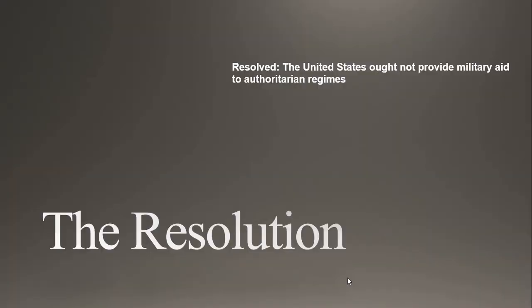So first things first, let's talk about the resolution. The United States ought to provide military aid to authoritarian regimes. That's the resolution for the beginning of next year, for January and February. So let's break down the individual components.